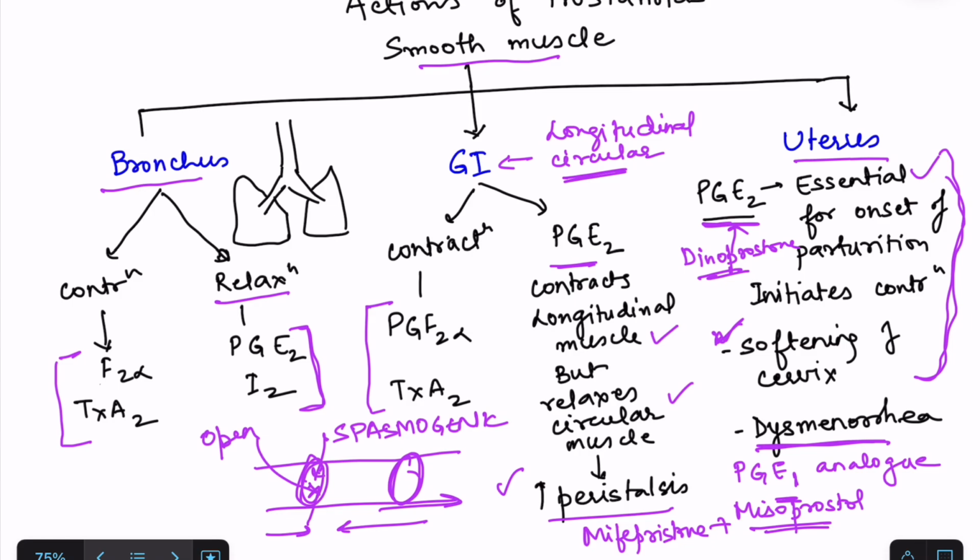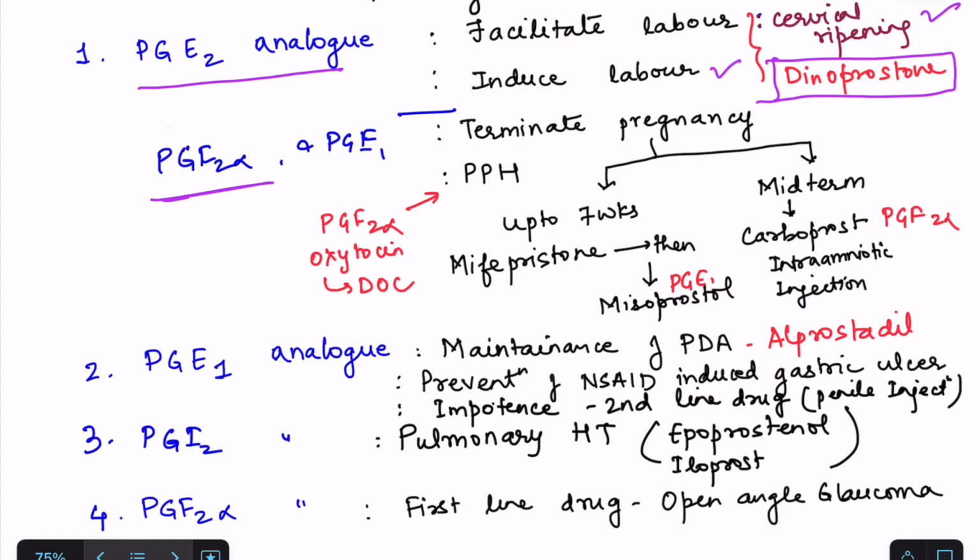Then apart from that, another prostaglandin analog is the PGF2 alpha analog. It is used for mid-term abortion, that means in the second trimester. So this PGF2 alpha analog, if given in the second trimester by intra-amniotic injection, can induce termination of the pregnancy in the second trimester, and that analog is carboprost. Okay, dinoprostone, PGE2 analog; PGF2 alpha analog, carboprost.